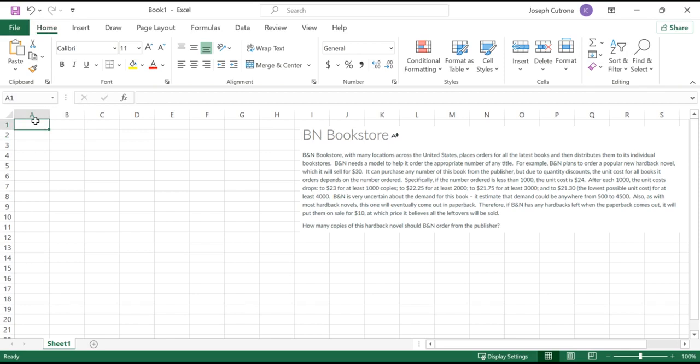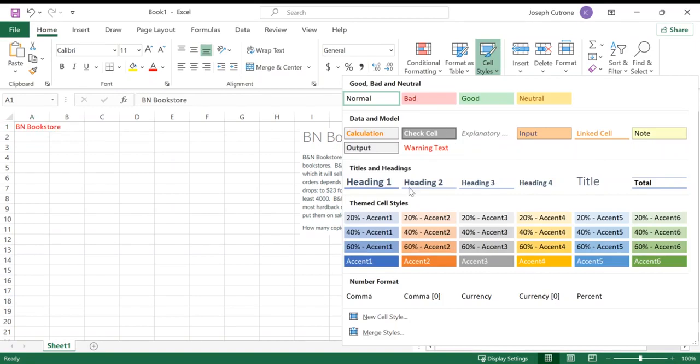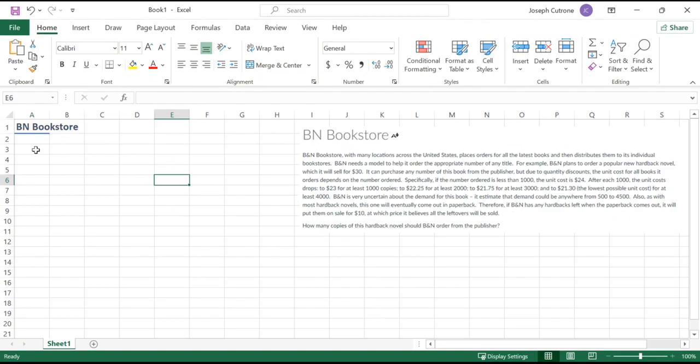All right, as always, let's create a header file across the top. You can apply some cell style formatting to it. Once we have our header cell made, we're going to read the question, take off the given information, and put it into our Excel spreadsheet model.